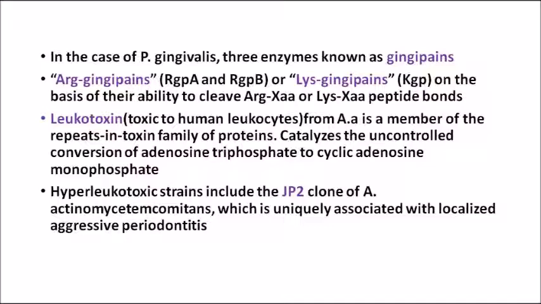An example of a hyperleukotoxic strain is JP2, or the JP2 clone of the AA, and it is uniquely associated with localized aggressive periodontitis. So the JP2 clone is a hyperleukotoxic strain, and it is specifically found in localized aggressive periodontitis.